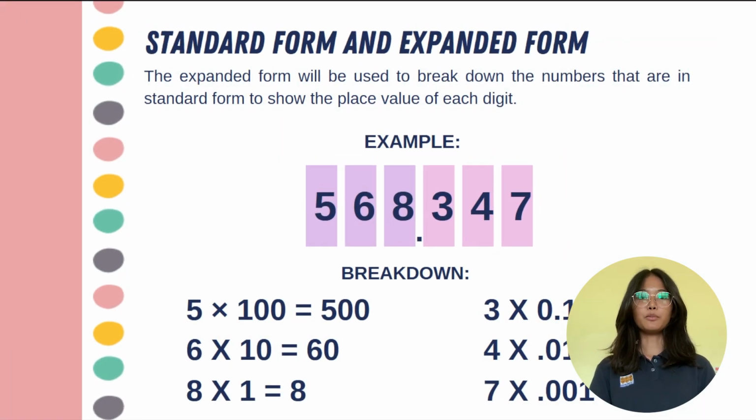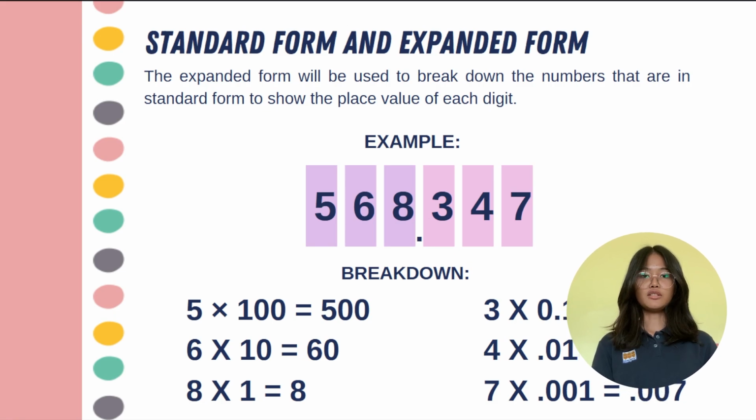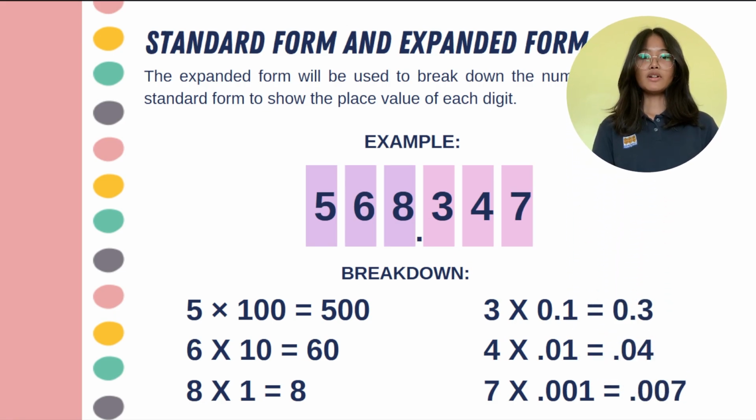Consider this example, 568.347. To determine the value of the digit 5, we must multiply 5 by its place value, which is hundreds. Since the place value of hundreds is 100, we calculate 5 times 100, and it will equal 500. Thus, the value of the digit 5 is 500.